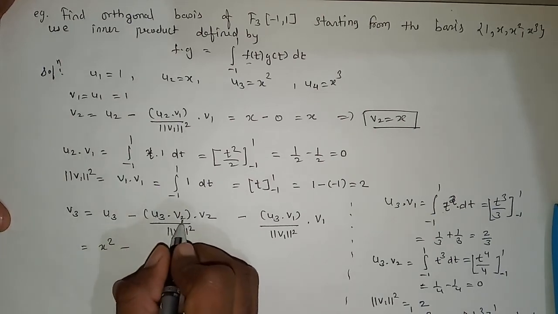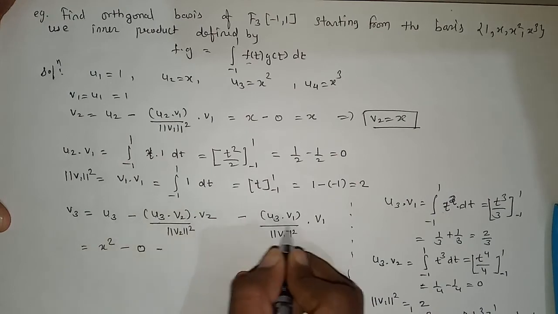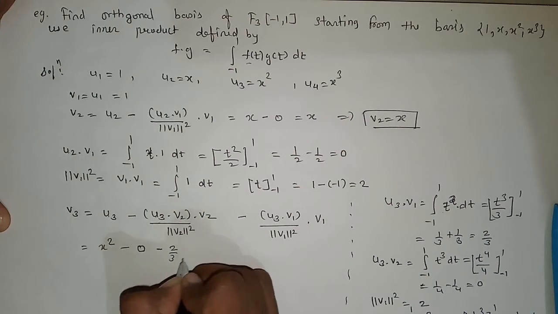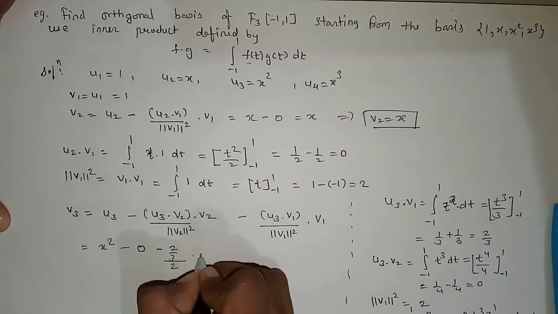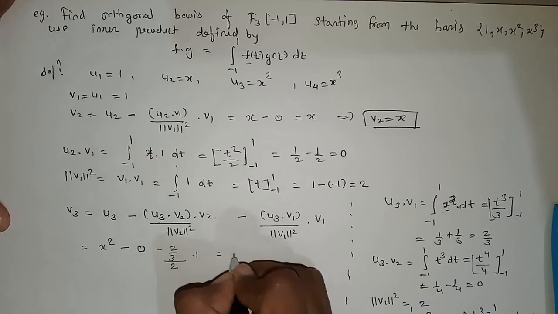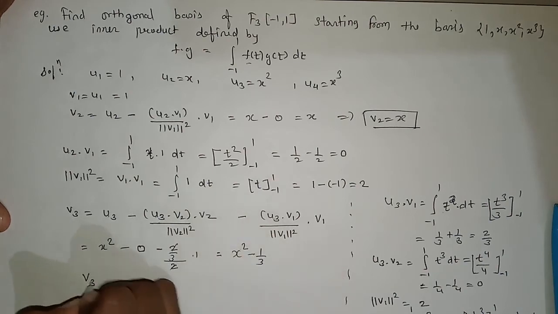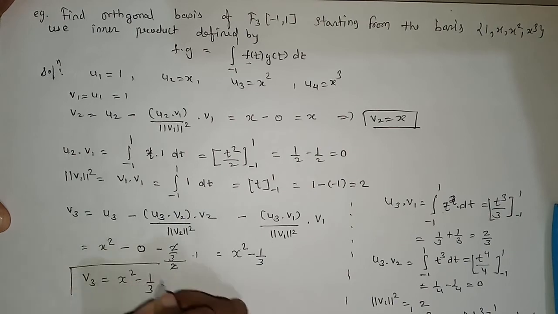Here u3 dot v2 we are getting as 0. Now minus u3 dot v1 we are getting as 2 by 3, and v1 square is again 2, dot v1 we have as 1. So we are getting the answer as x square minus, this 2 and 2 get cancelled, 1 by 3. So v3 we are getting x square minus 1 by 3.